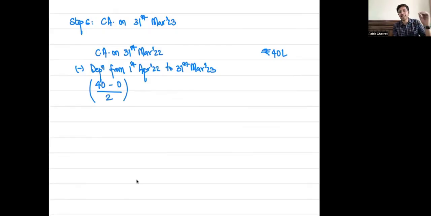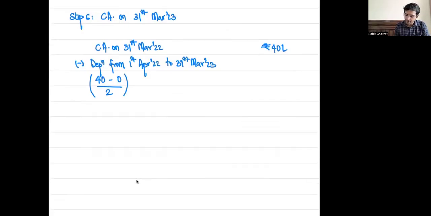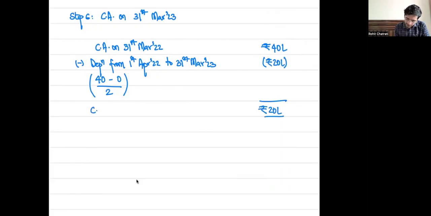2. So the carrying amount on 1st April 22 less salvage value, the whole divided by the remaining useful life on 1st of April 22. The remaining useful life on 1st of April 22 was 2 years. Therefore, you have a depreciation of rupees 20 lakhs. And hence your carrying amount now is going to be equal to 20 lakhs on 31st of March 2023. On 31st of March 2023, your carrying amount is equal to 20 lakh rupees.